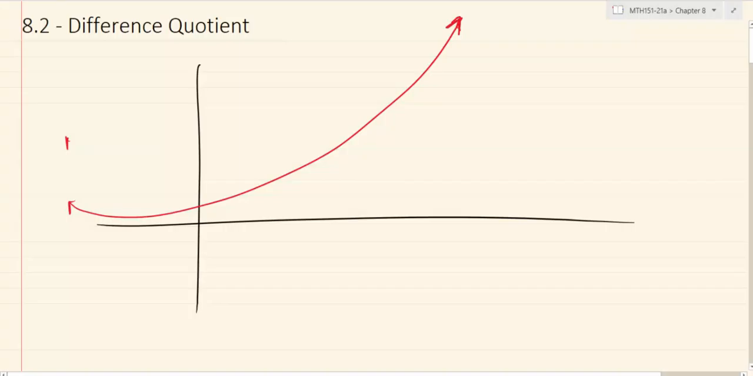Okay, so here's a function. It looks kind of like an exponential. And let's say that we wanted to find the slope at some point called x. So what is the slope of this function at that point? And so you would draw a tangent line, and we'd have to find out the equation of that tangent line.